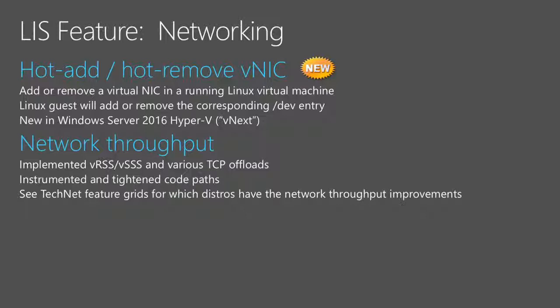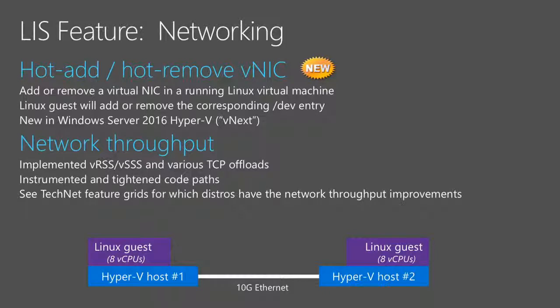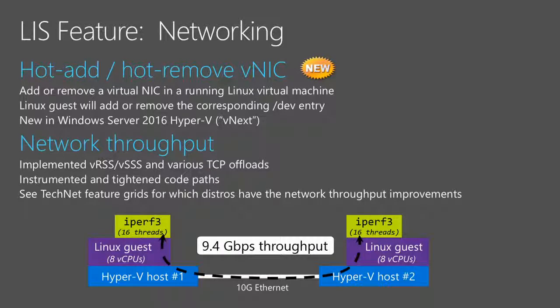The other big thing is network throughput. So we now have full implementation of VRSS, full implementation of several of the TCP offloads, and this has given us the ability to really drive 10 gigabit Ethernet to full capacity. So our typical test scenario is I've got 2 Hyper-V hosts, I've got a 10 gigabit physical link between the two, I've got Linux guests on each Hyper-V host. What kind of throughput can I get between those Linux guests in that configuration? And at this point, we use iPerf3 as a perf test, and we're seeing about 9.4 gigabits per second.